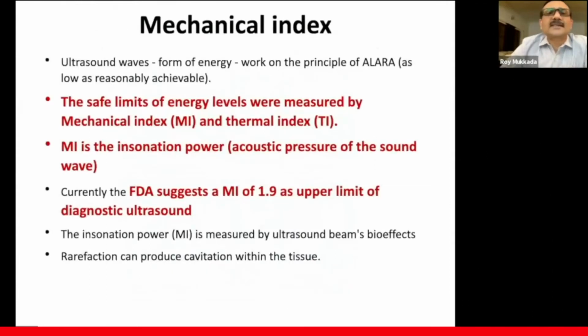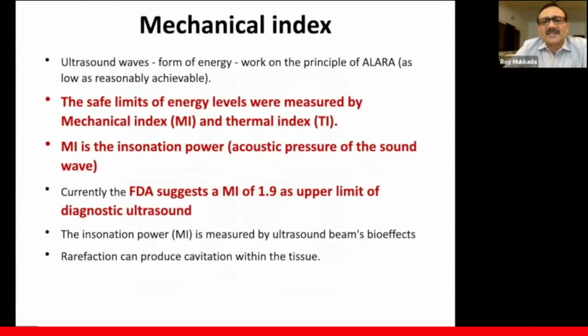Now, a word about mechanical index. Ultrasound is a form of energy which works on the principle of ALARA, that's as low as reasonably achievable. The safe limits of energy levels are measured by mechanical index and thermal index. The mechanical index is an indicator of power, that's the acoustic pressure of the sound wave. Currently, the FDA suggests a mechanical index of 1.9 as the upper limit of diagnostic ultrasound, and they say that's a safe point. The mechanical index reflects the ultrasound beam's bioeffect.